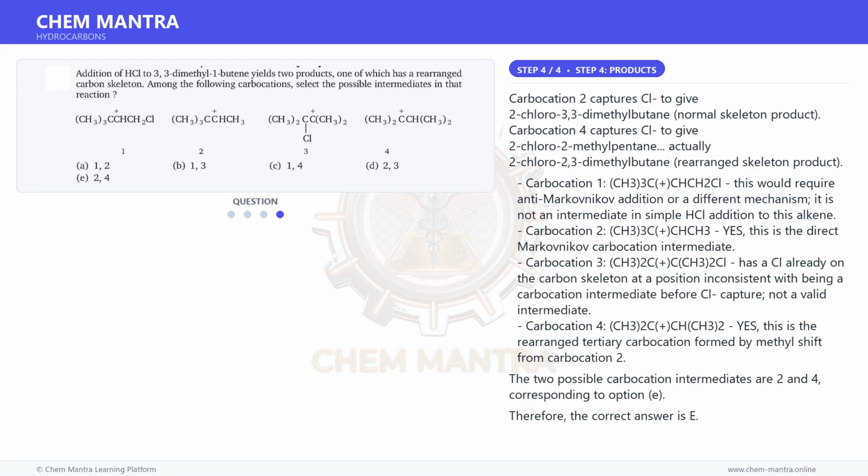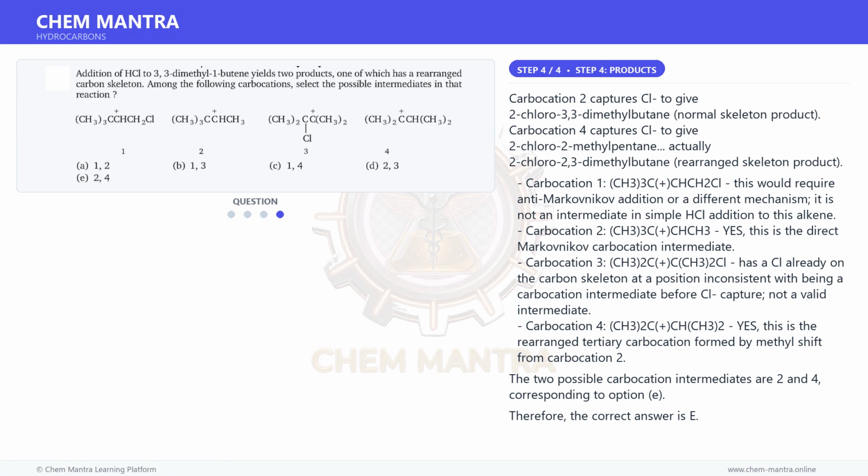And for the final step, carbocation 2 captures Cl to give 2-chloro-3,3-dimethylbutane, the normal skeleton product. Carbocation 4 captures Cl to give 2-chloro-2,3-dimethylbutane, the rearranged skeleton product.